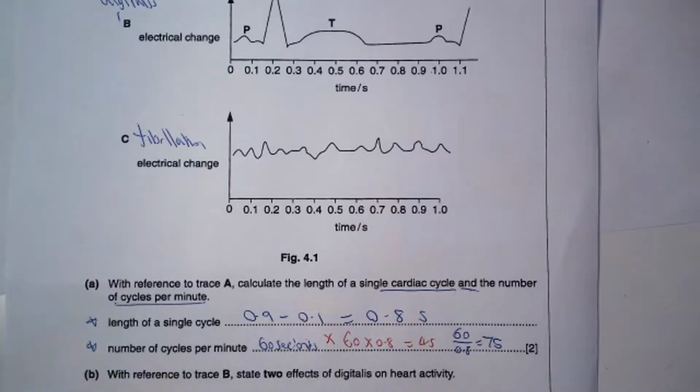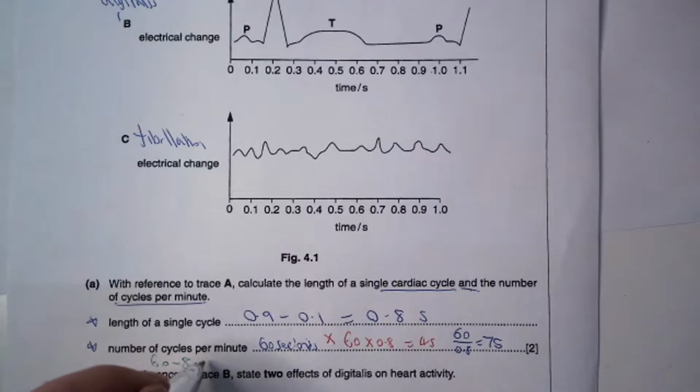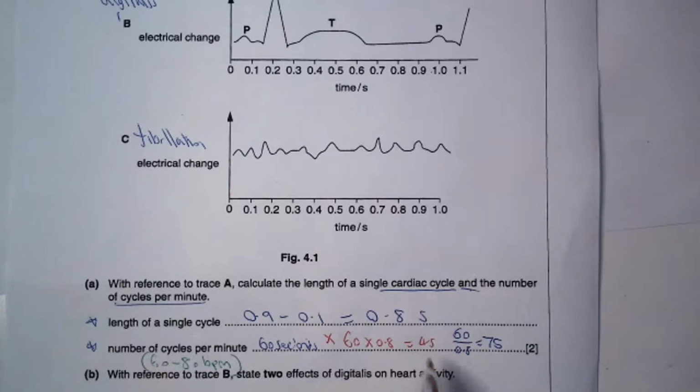A normal resting heart rate is between 60 to 80 cycles per minute. So use your knowledge of that to understand that if you did this calculation, 45 is probably going to be incorrect.